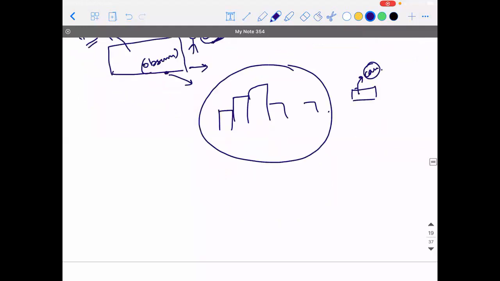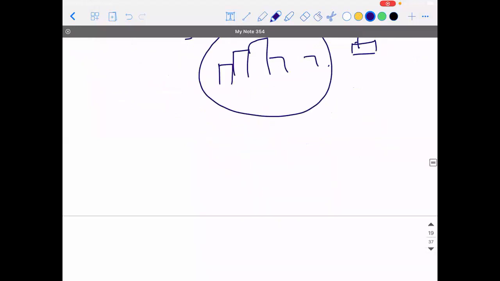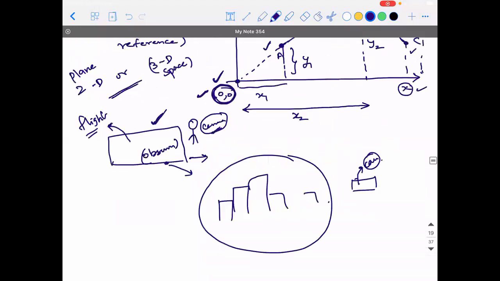Sir, can you just repeat the definition? The definition I told you in my own words: a two-dimensional plane or a three-dimensional space from which the motion of other objects is observed. Actually, I need not say motion of other objects.